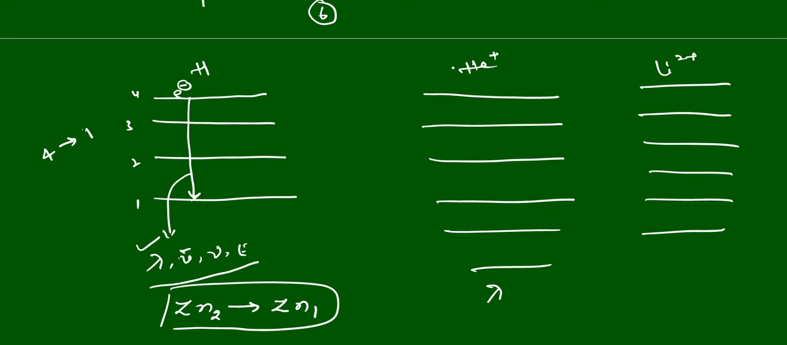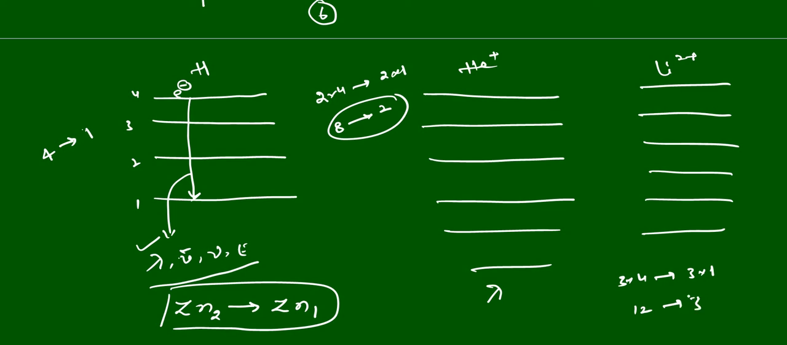To get the same energy in case of helium ion, the transition should take place in helium with atomic number 2: 2 into 4 to 2 into 1. That is, if the electron transitions between the 8th orbit and the 2nd orbit in helium, you will get the same wavelength, same energy, same frequency, everything. Similarly, in lithium ion, to observe the same type of transition, this is 3 into 4 and 3 into 1, so 12 and 3, and the electron should undergo excitation, emission or absorption between 12 and 3.